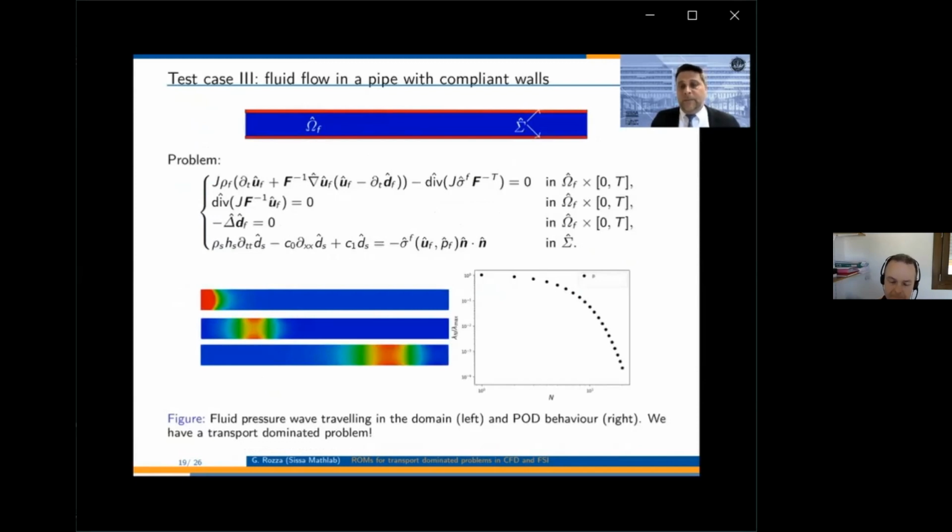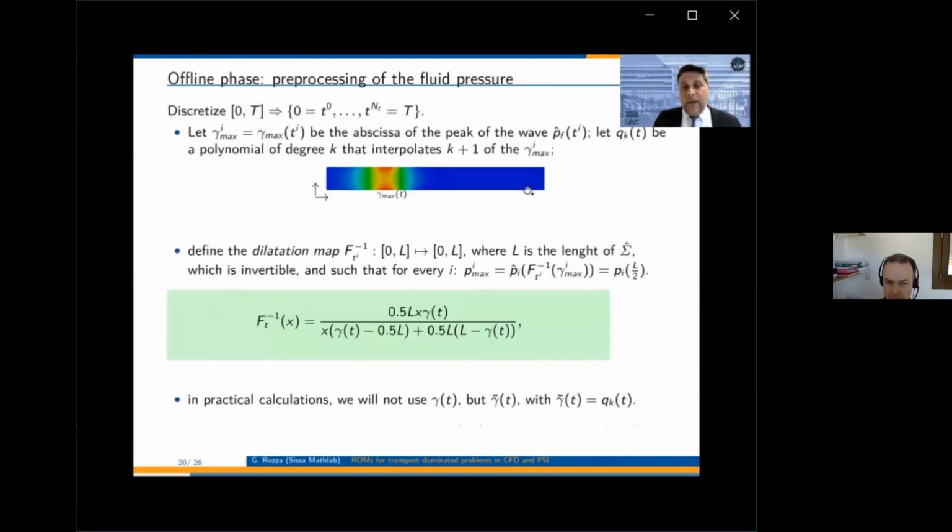And this is an example in fluid structure interaction where we have in red the structural part and in blue the fluid part. Here we can see that we are going to map the pressure snapshot, so the pressure wave propagating inside this channel, such that all the peaks of the pressure will be in the middle of this channel.